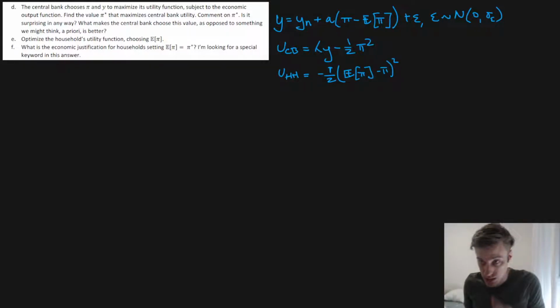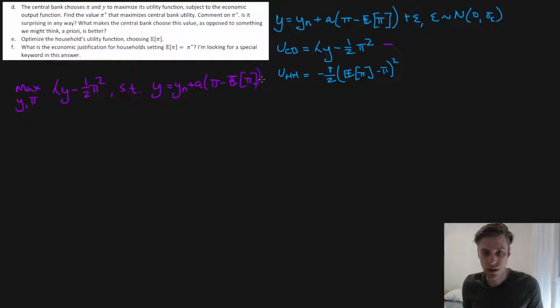So part D says the central bank chooses pi and y to maximize its utility function, subject to the economic output function. Find pi star that maximizes the central bank utility. Okay, so I wrote the utility function here. This is the central bank utility function. So our job will be to maximize y and pi in this function, lambda y minus 1/2 pi squared, subject to the economic growth function, which is up here, y equals yn plus a pi minus expected pi, plus epsilon.